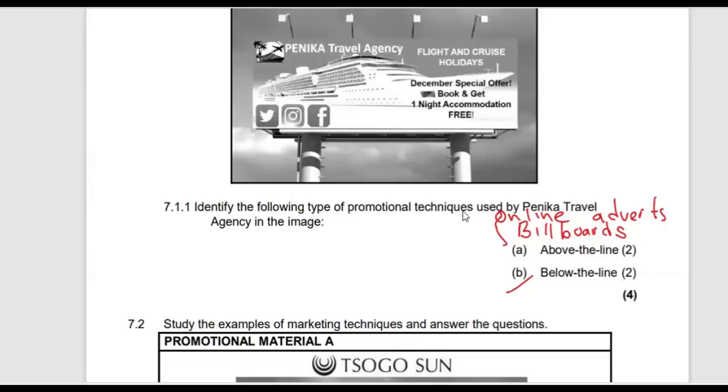a loyalty program, whereby if you book something, you have loyalty programs. If you book, you get one night accommodation for free. So then we also have catalogs. That is an example of a catalog also, which appears there. All right, online adverts. So even social media is on the above the line.